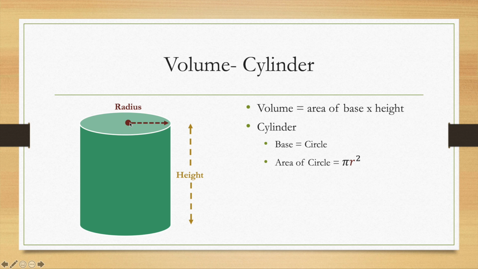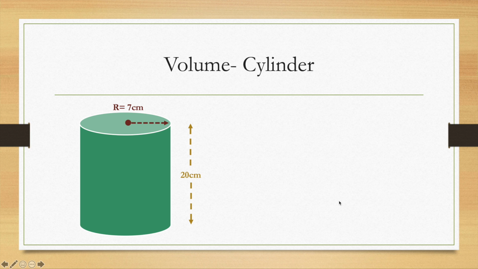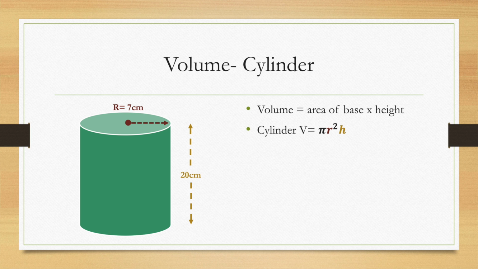The radius is the distance from the center of the circle to the edge, as opposed to the diameter, which is the distance from edge to edge. So the volume formula would then be pi r squared, which is the area of the circle, times the height. So let's do a sample problem. Once again, we have our formula. Pi r squared times height is our volume formula.